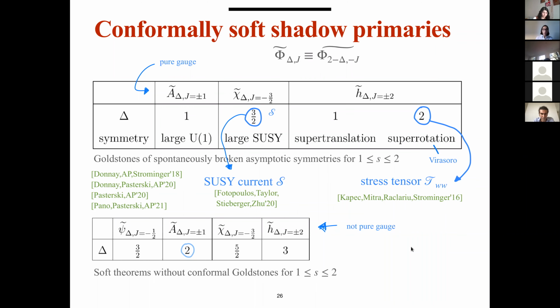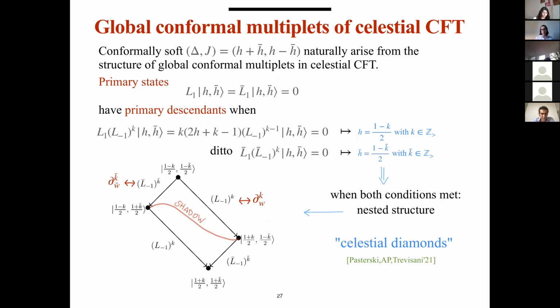The values at which the celestial amplitudes factorize can all be uniformly captured by looking at the global conformal multiplet structure. So in a CFT, if we have a primary state that's annihilated by L1 and L bar 1, then we can also have primary descendants. These are descendants that one gets when acting with L minus 1 or L bar minus 1. And these descendants become primaries themselves if they're also annihilated by L1 and L bar 1. This gives us the conditions for what the conformal weights h and h bar of the original state have to be. And when both of these conditions are met, we get a nested structure of primary descendants.